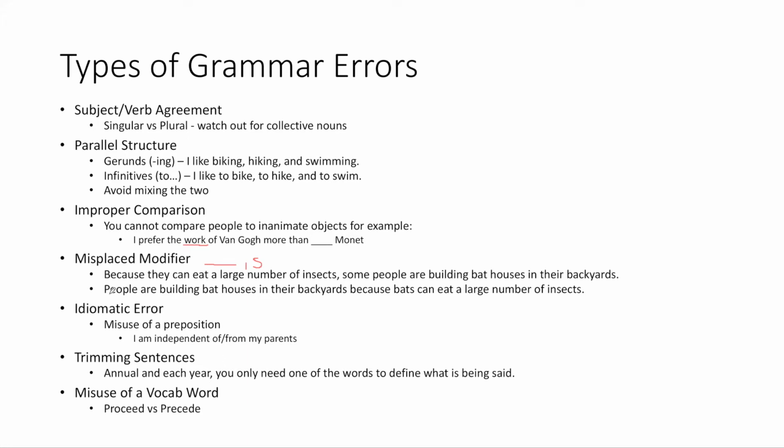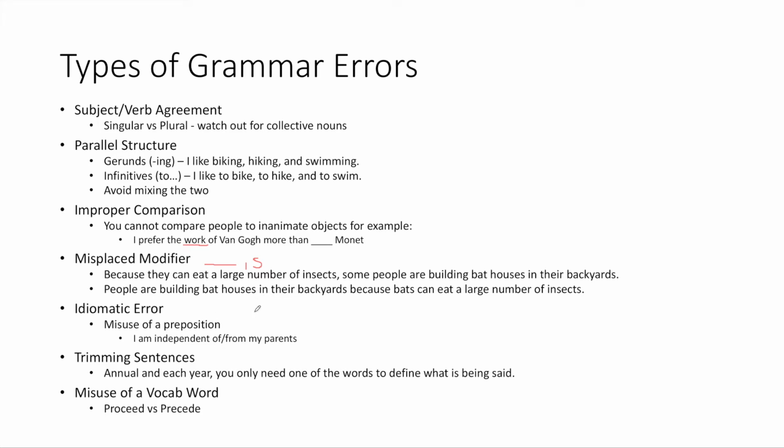So really this sentence I think actually reads, some people are building bat houses in their backyards because bats can eat a large number of insects. Or you could say people. People are building bat houses in their backyards just in general because bats can eat a large number of insects. So that's better. People are building the bat houses, the bats are eating the insects, everybody's doing their job that they should be. Okay.